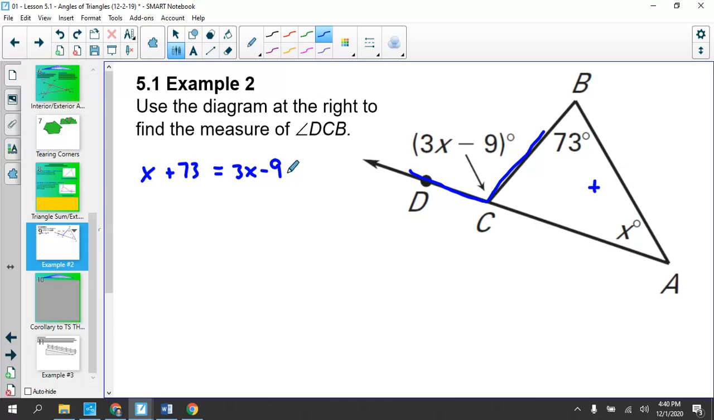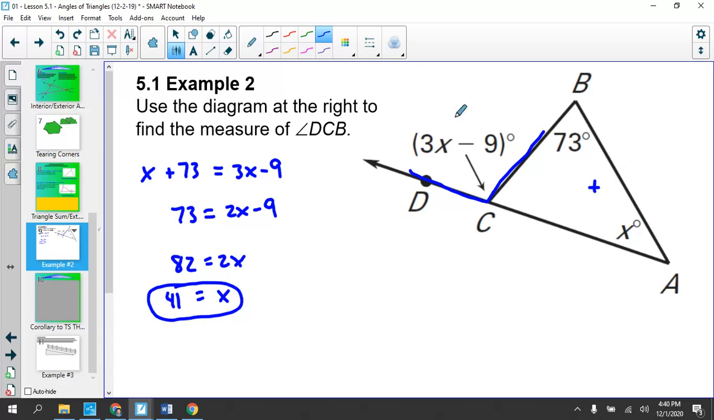Again, a little less intuitive as far as, is that right? But yeah, so now I go to solve. Let's subtract an x from both sides. So 73 equals 2x minus 9, and then we'll add 9 to both sides. So that gives us 82 over here. And then divide both sides by 2 to get x equals 41.